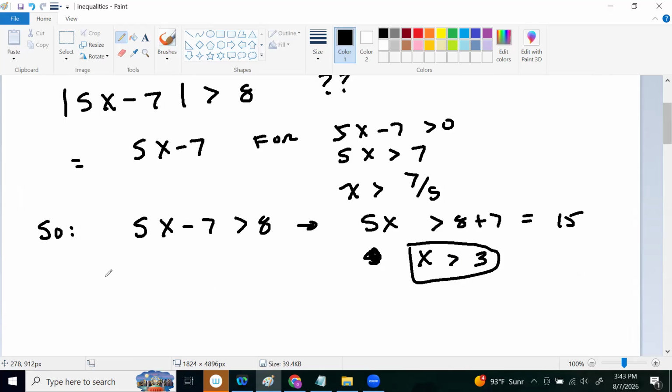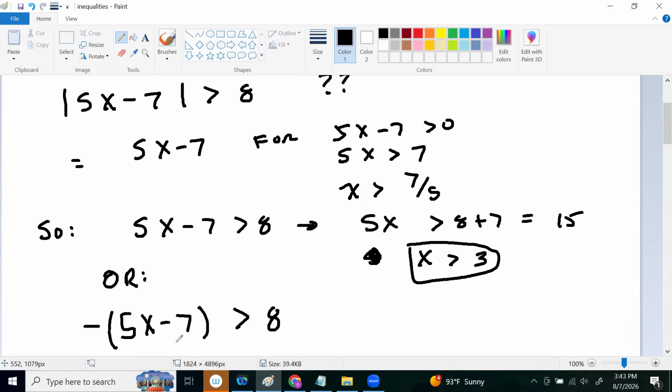Or this can be the opposite of 5x minus 7 is greater than 8. Or it could be its opposite. Now we do have to worry a little bit, because if we multiply both sides by -1, we change the inequality. So the inequality goes to this.